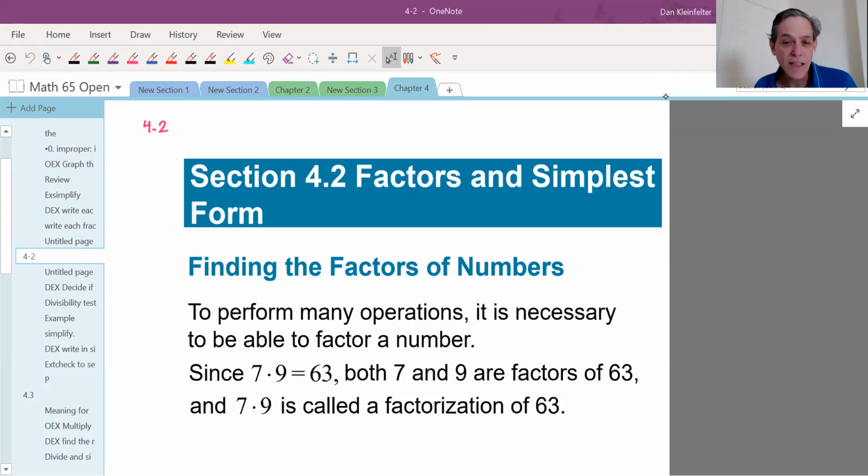Welcome back, everybody. In this video, we're going to learn about how to do simplifying of fractions, and along the way, we'll need to know about how to factor numbers. And so let's get started.